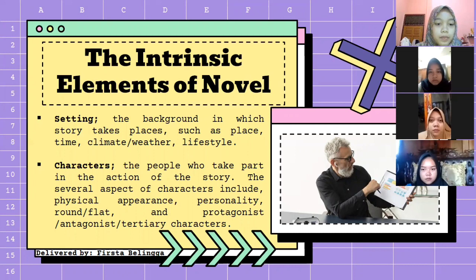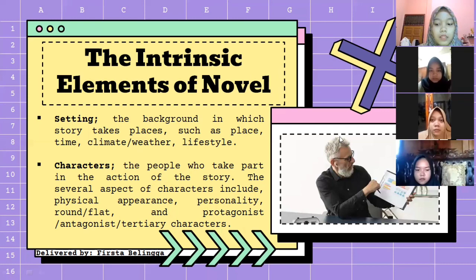And protagonist, antagonist, and tertiary characters. Protagonist is the main character in a novel. An antagonist is the person or force in conflict with the protagonist. And tertiary characters are the third most important characters in the story. They pop up in one or two scenes, say one or two lines, then they are gone. But that doesn't mean they are not important.